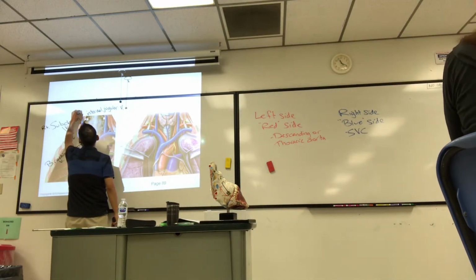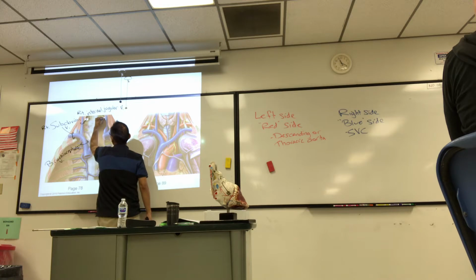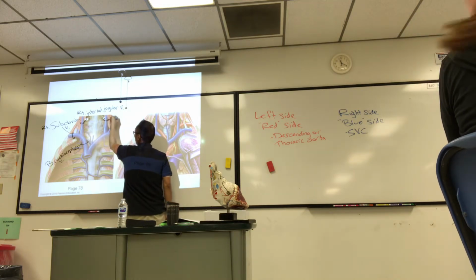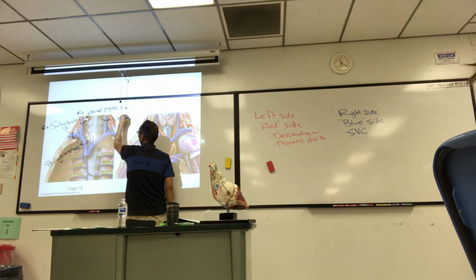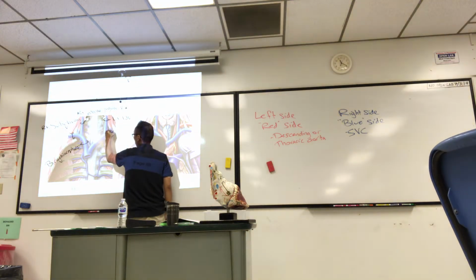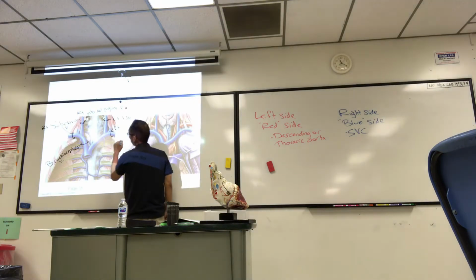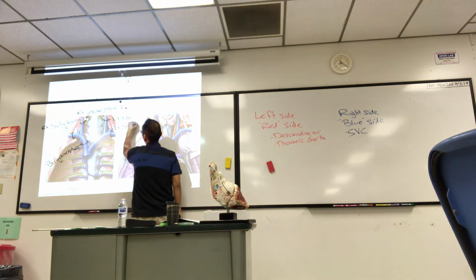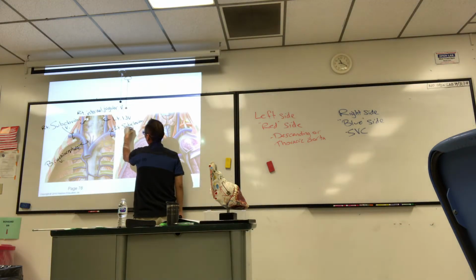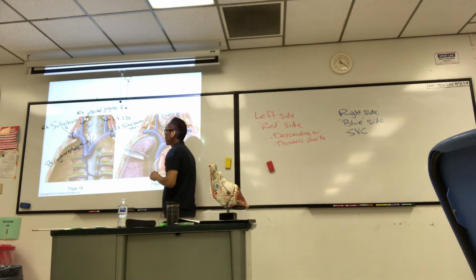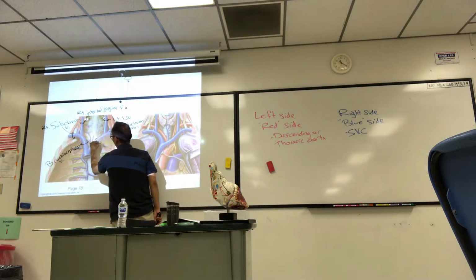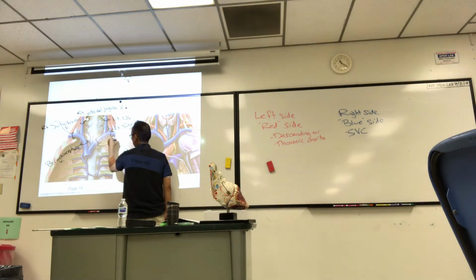So this is right. That's right. So this is left. This will be the, you tell me. This one. Left IJV. And then this one will be left subclavian vein. And they merge to form left brachiocephalic.